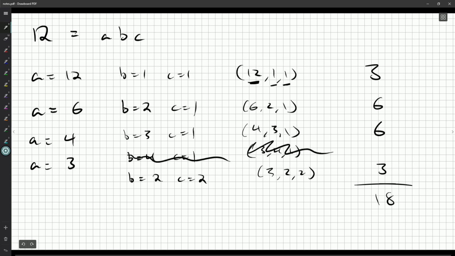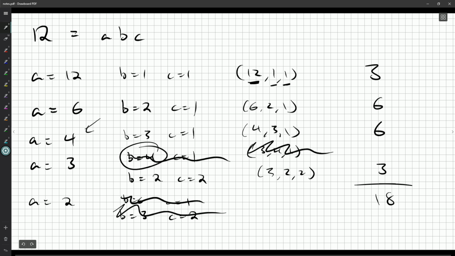Because I've been sort of careful to keep A as the largest number. You notice when B became bigger than A, we sort of reverted to a previous case. Now you can try A is 2, and then B and C will have to be 6. So you could have B is 6, C is 1, already done. Or you could have B is 3, and C is 2, already done. It doesn't really need to be done.